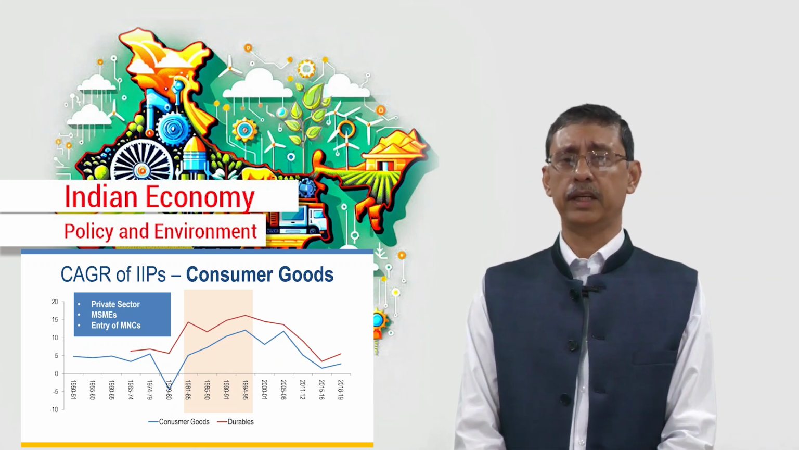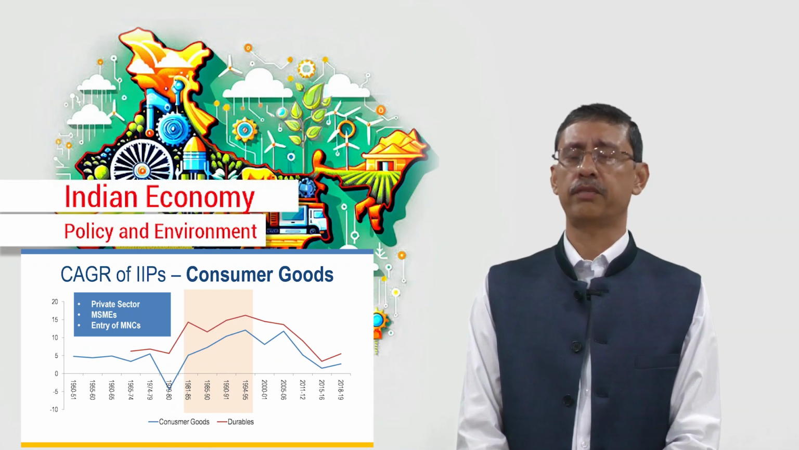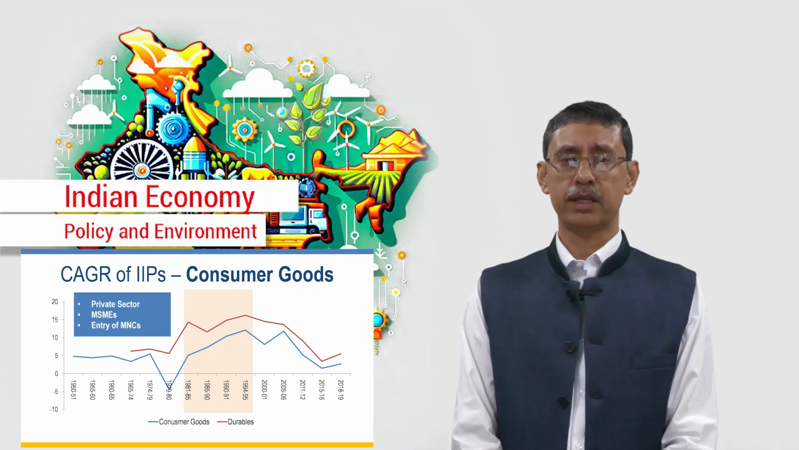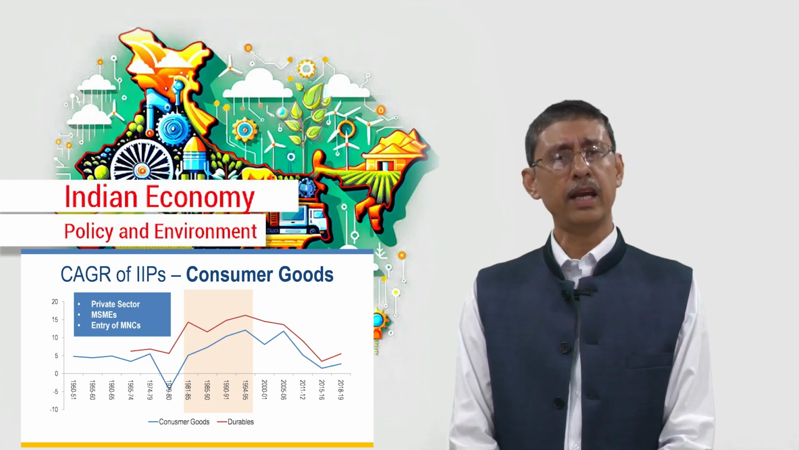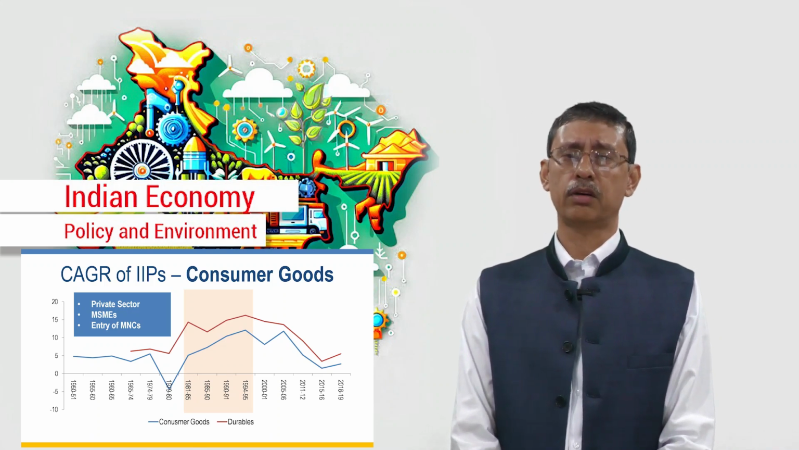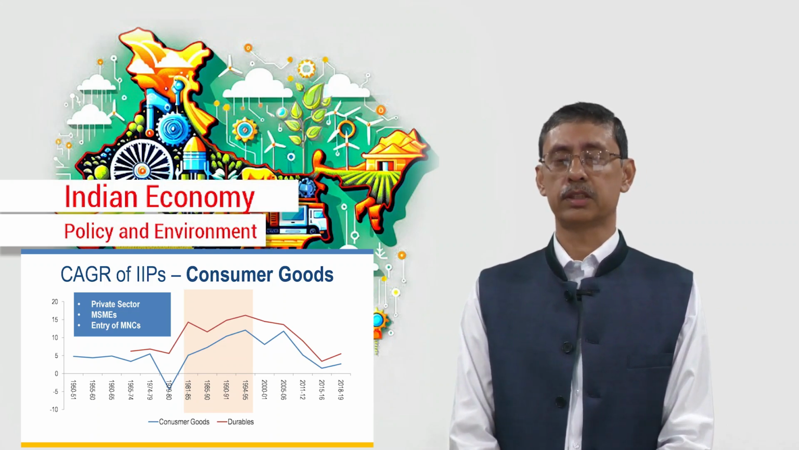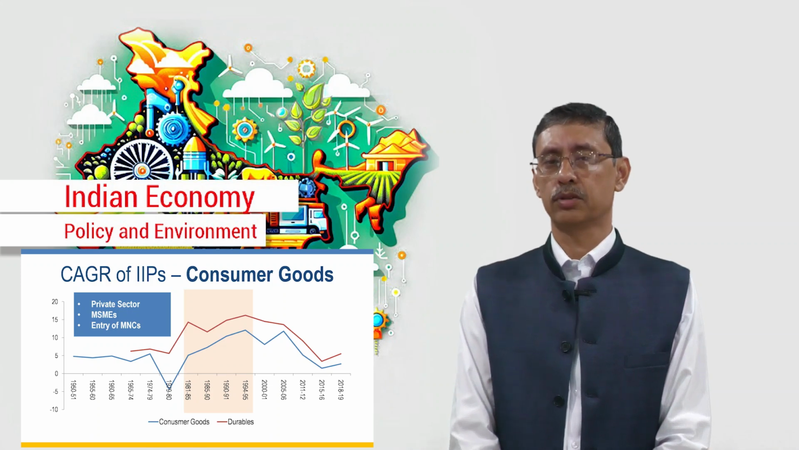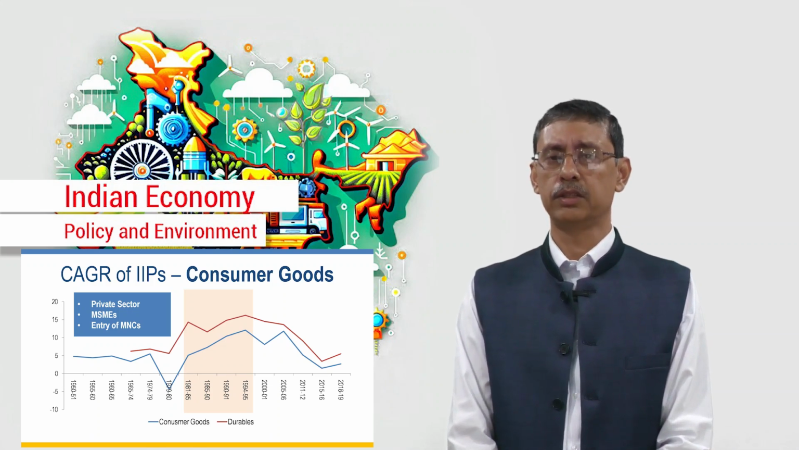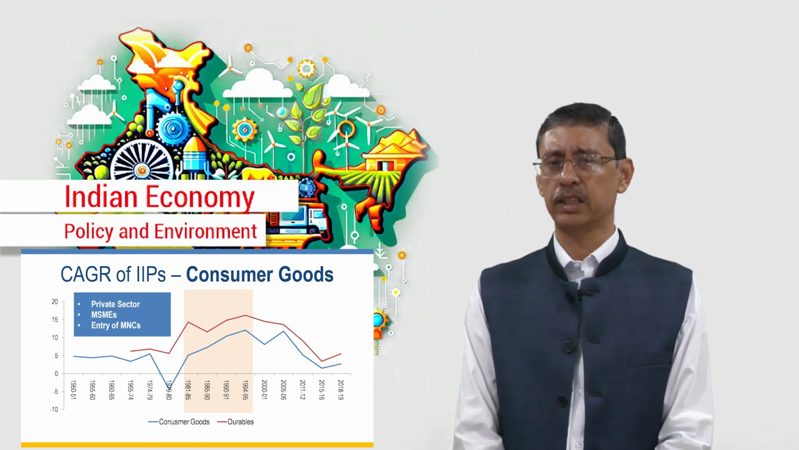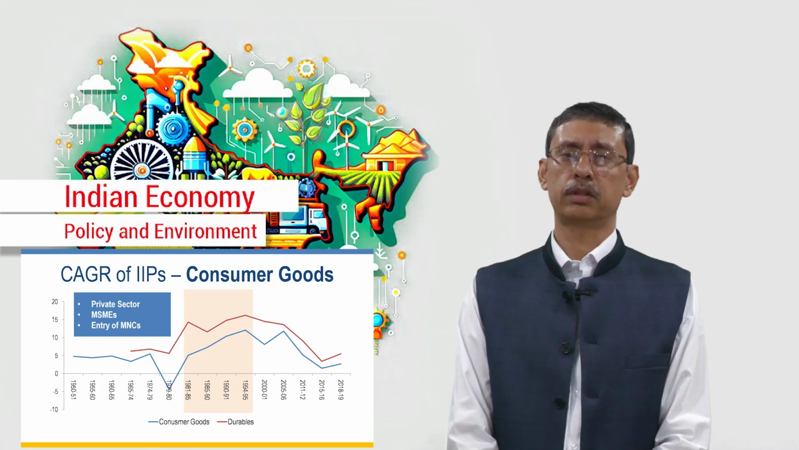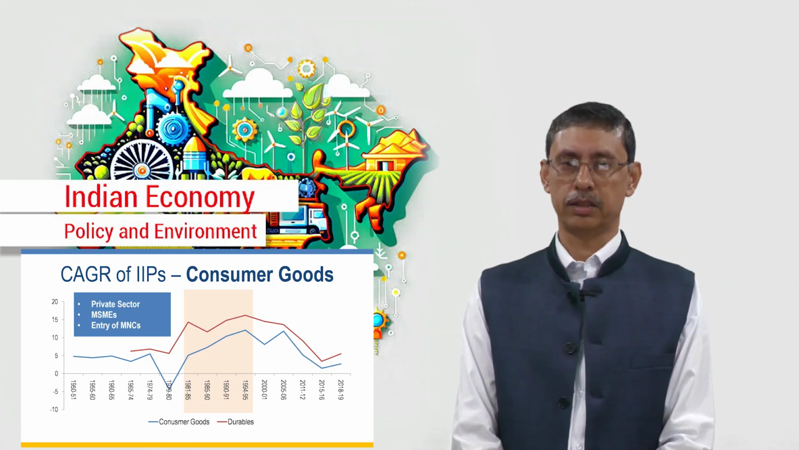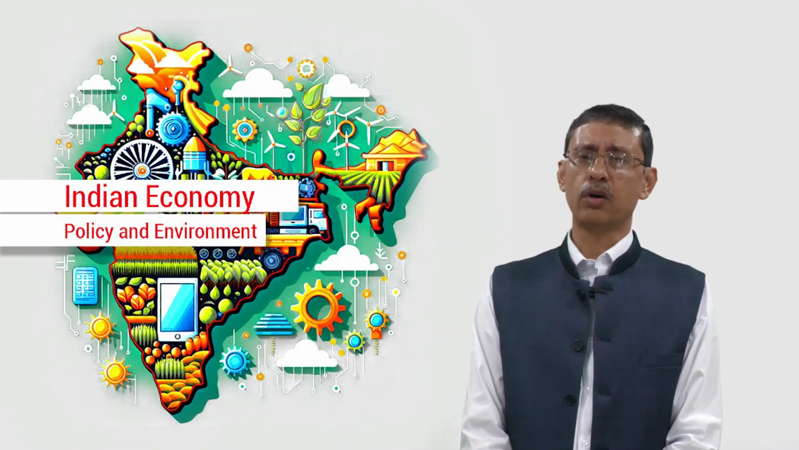During this phase you get the expansion of the private sector, and expansion of medium, micro and small enterprises. After liberalization you are also seeing the entry of multinational corporations in the consumer goods sector, taking the growth of consumer goods to a new height. So that is the period of 20-25 years where we have seen that industrial production in consumer goods, including durables, was increasing.